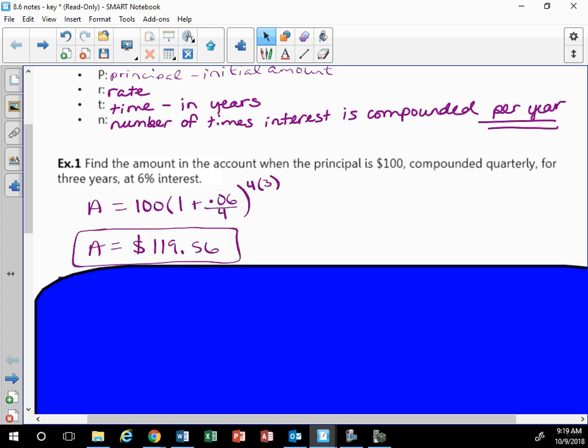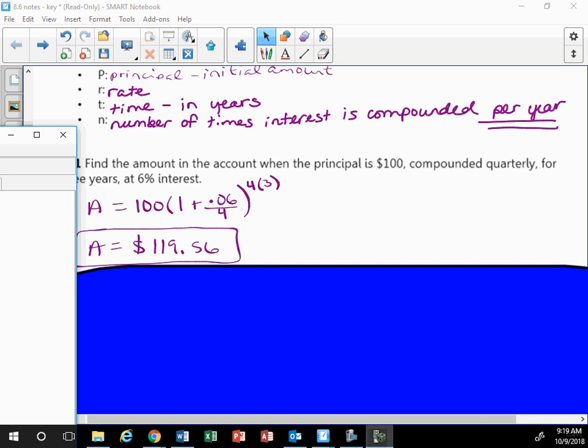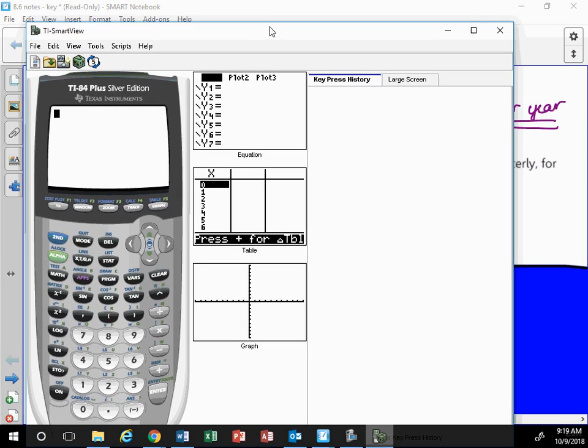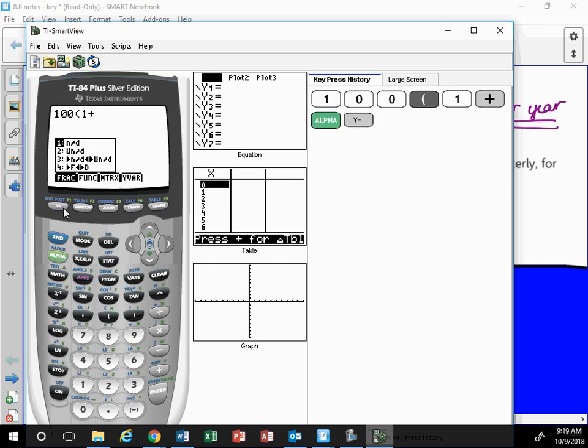Let me just show you on the calculator. There are a couple of shortcut keys. So let's see, we had 100, and then parentheses, 1 plus. Do you guys know where the fraction shortcut is on your calculator? Okay, hit the alpha, that's this little green key, and then y equals. You guys see this little shortcut menu? That very first one is your fraction key. So take that. And then it was what, 0.06 over 4?